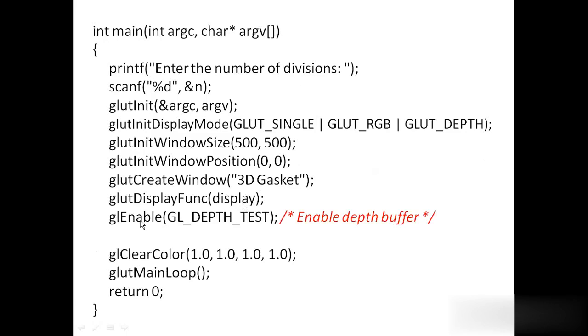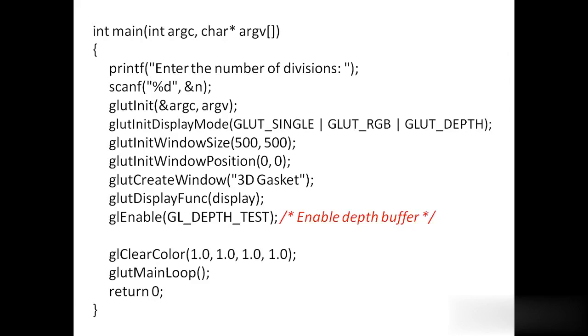To enable the depth test, we have to use the function glEnable, where it will check GL_DEPTH_TEST, whether it is enabled or not. If it is enabled, then only it will work. So it is checking whether it is enabled or not. glEnable is very important to test it. It enables the depth buffer.